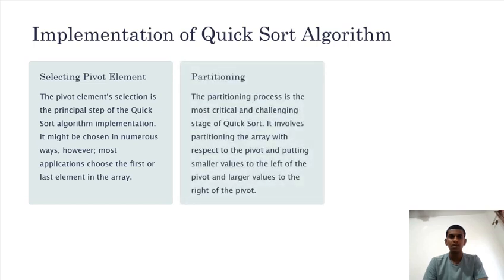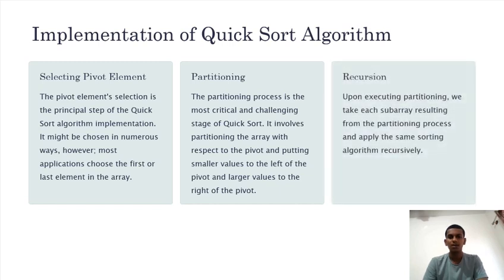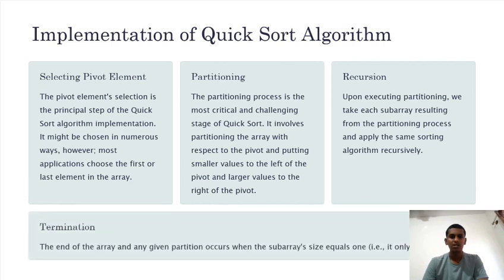Partitioning. The partitioning process is the most critical and challenging stage of Quicksort. It involves partitioning the array with respect to the pivot and putting smaller values to the left and larger values to the right of the pivot. Now recursion. Upon executing partitioning, we take each subarray resulting from the partitioning process and apply the same sorting algorithm recursively. Termination. The recursion on any given partition ends when the subarray size equals 1.